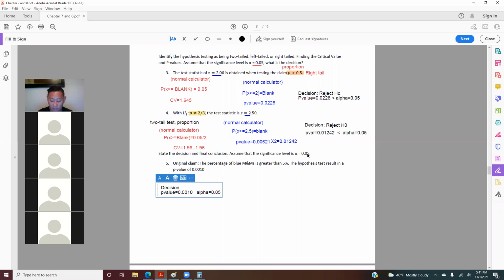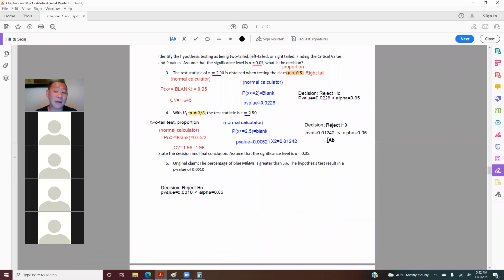So can someone tell me, same thing, which one are we using? Is the p-value 0.0010 less than or greater than 0.05 for your alpha? It's less than. So less than, so the decision is what? Do you reject or fail to reject? We will be rejecting.